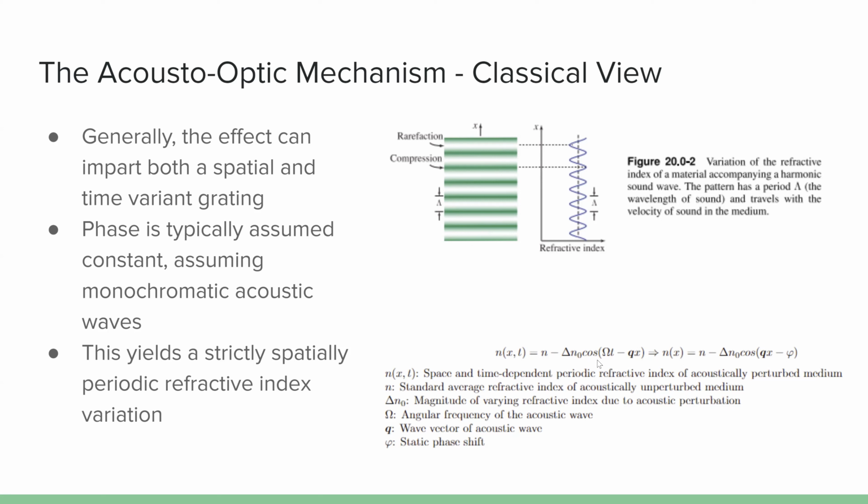And again, it is a periodic structure, so it follows a cosine relation. The capital omega here is your angular frequency of the acoustic wave. Of course, you have your time, and then you have your wave vector of the acoustic wave interacting with your spatial term here. And then jumping over here, as I mentioned, you stagnate the time dependency on the acoustic wave, have it be a standing wave, and then the relation simplifies to have just a static phase term.